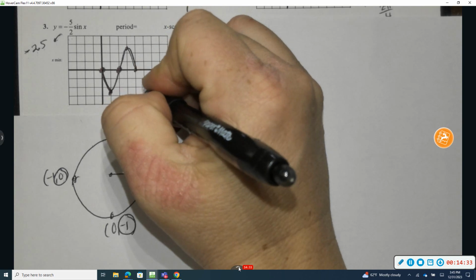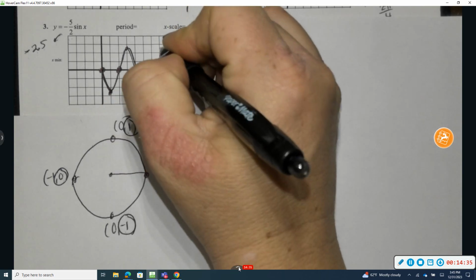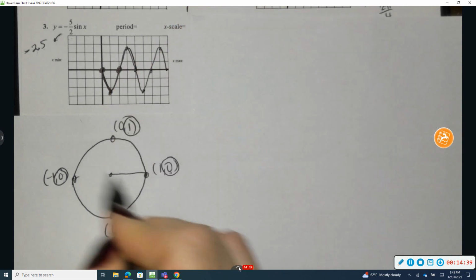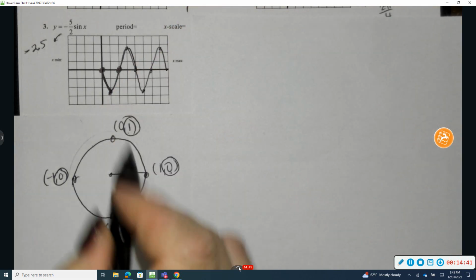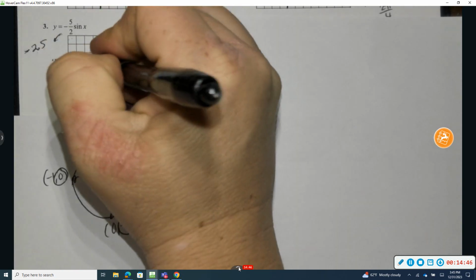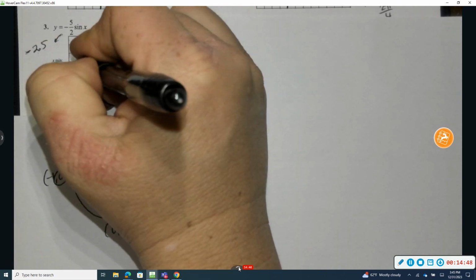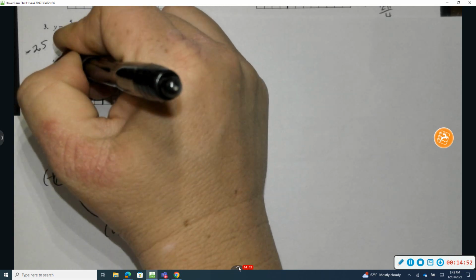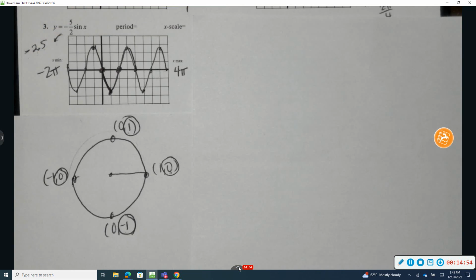I'm just going to keep going. Down 2.5, up 2.5. So, and here's my second cycle. Each cycle is still only 2 pi. So 2 pi and 2 pi is a total of 4 pi to the right. And I'm just going to continue the pattern, and negative 2 pi to the left.